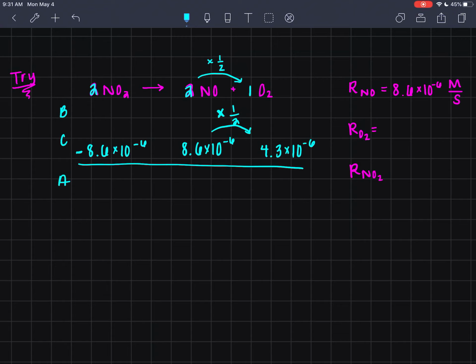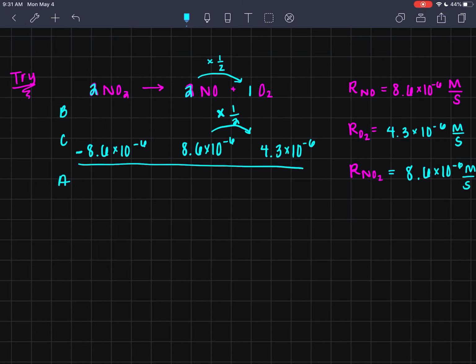So these are my rates that I could plug in over here. 4.3 times 10 to the negative 6 molar per second. And then for nitrogen dioxide, remember, we'll just use a positive value. 8.6 times 10 to the negative 6 molar per second.